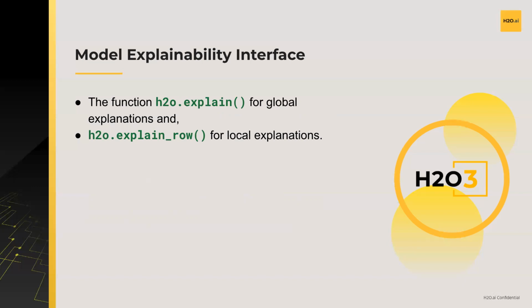Global explanations would be when you want the explanations for the complete model, right? So that's the complete explanation, like how your model sort of works. But in case you want explanations for every row of the data set, then we would want local explanations, and H2O-3 offers both of them.